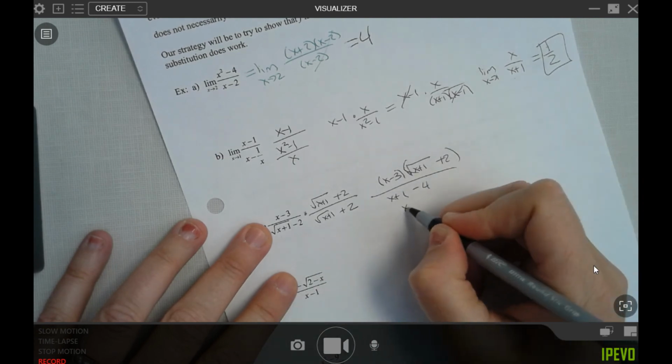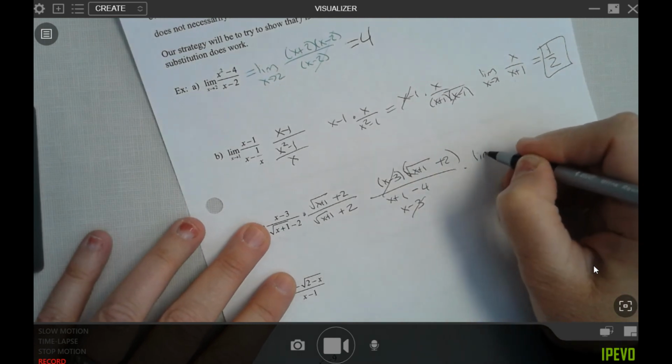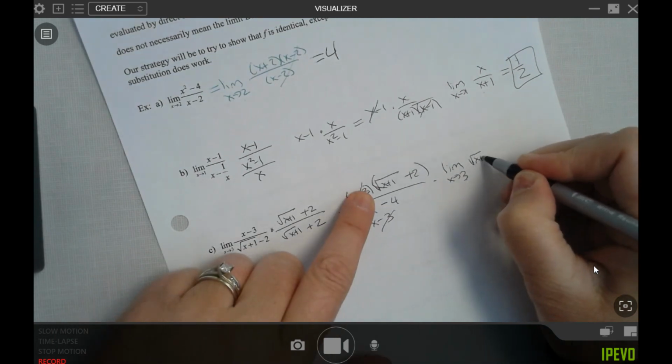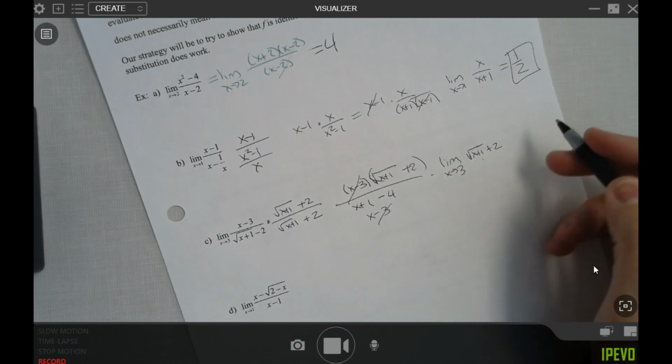So this becomes x minus 3. So the x minus 3's will cancel. So really, I have the limit as x approaches 3 of square root of x plus 1 plus 2. Plug in 3. Square root of 4 is 2. 2 plus 2 is 4.